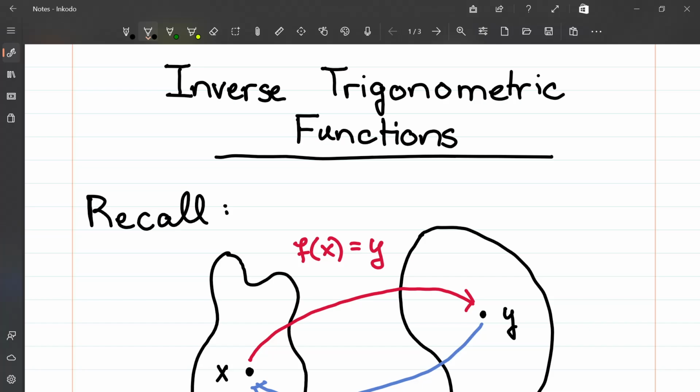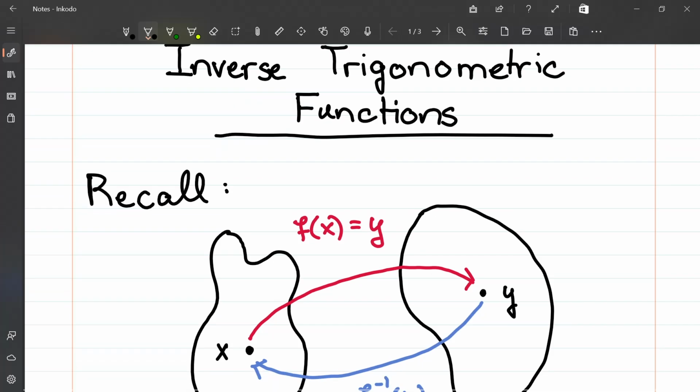With that said, make sure that you have something to write with next to you. Make sure that you have your notes or a good textbook or that you are very comfortable drawing the original 6 trig functions, and let's go ahead and begin.